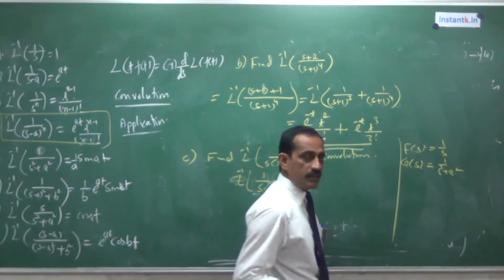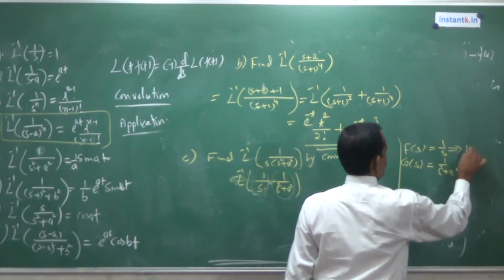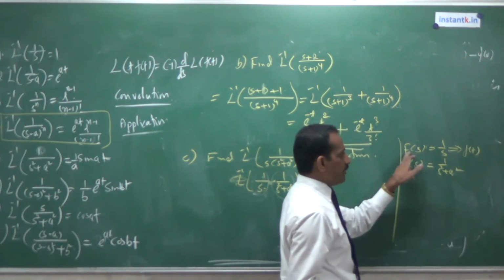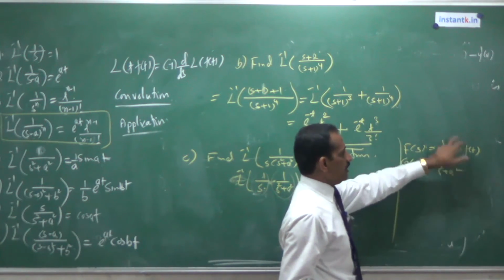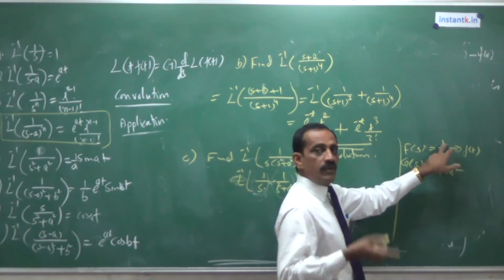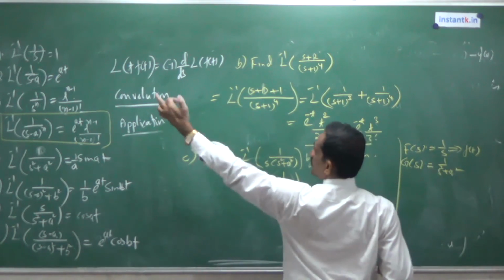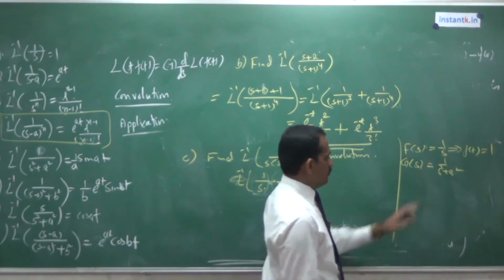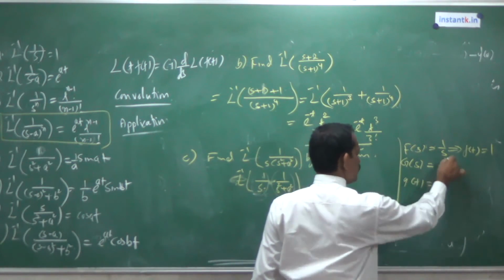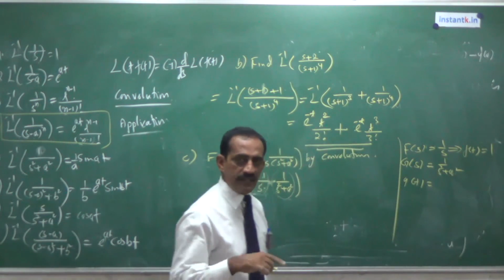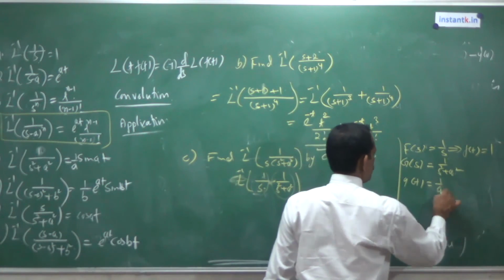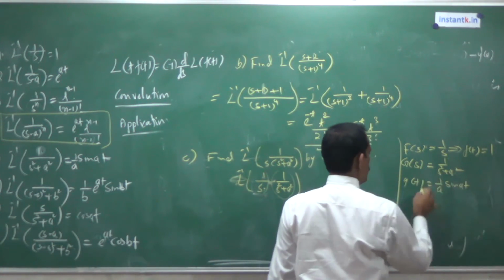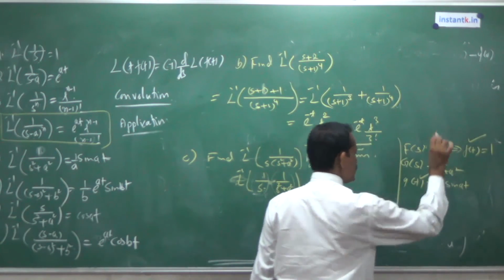What is the method? We need small f of t corresponding to capital F of s. What is small f of t? Laplace inverse of 1 by s. What is the Laplace inverse of 1 by s? It is 1. So f of t is 1. G of s is this much. What is g of t? Laplace inverse of 1 over s squared plus a squared. It is 1 by a into sine at. So you got f of t, you got g of t.